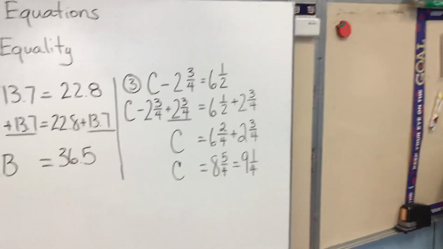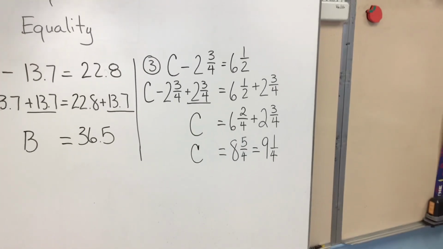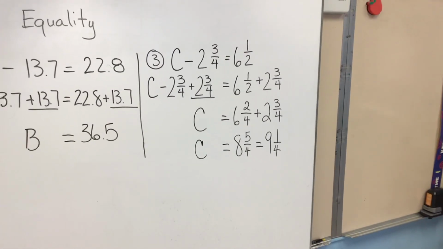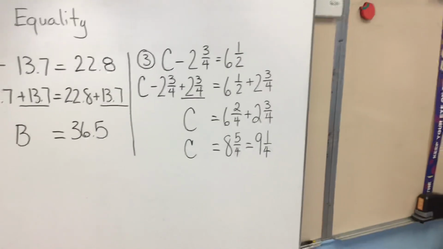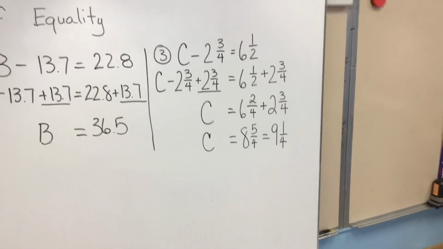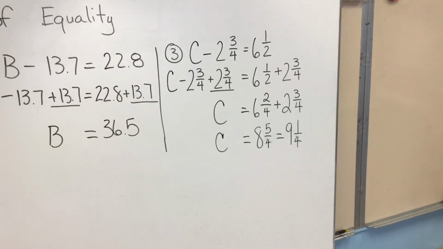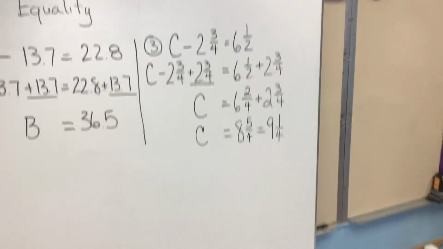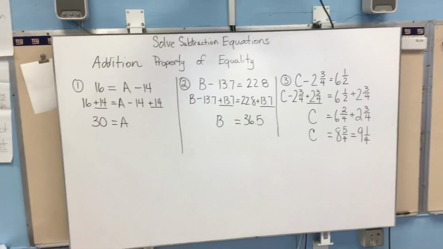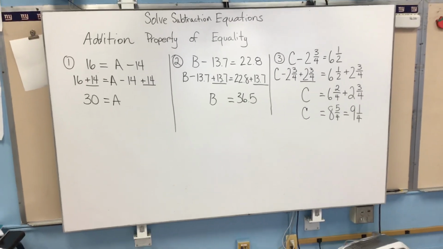I can't add 6 1/2 plus 2 3/4 the way they are, so I find the common denominator. That gives me 6 2/4 plus 2 3/4. That gives me an answer of 8 5/4, but that's an improper fraction. So I change the 5/4 to 1 1/4 and add 8 to it to get a final answer of 9 1/4. So my final answer for number 3 is c equals 9 1/4. Yes, that was a little bit harder. My point is just so you can be exposed to different kinds of problems and understand you're still using the addition property of equality.